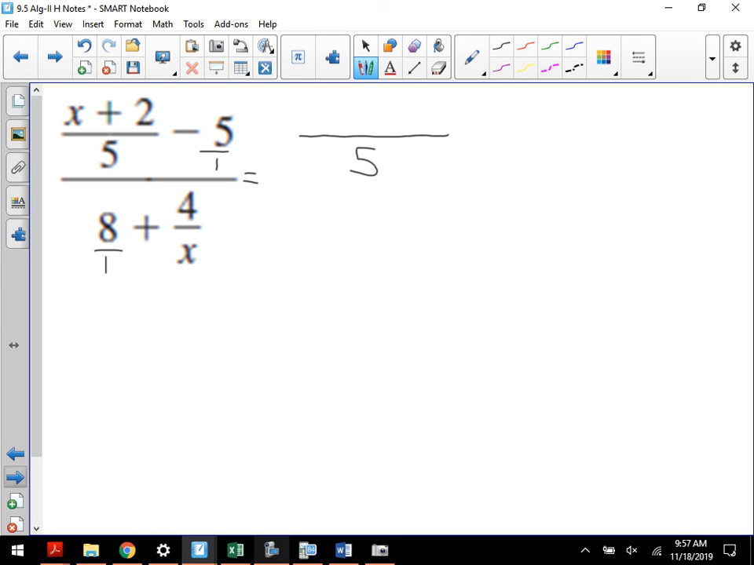Fraction on the left has 5, so I just write down what's in the numerator, x plus 2. Fraction on the right needs the 5, so I write 5 times 5. I simplify that numerator and I get x minus 23. I do the exact same thing at the bottom.